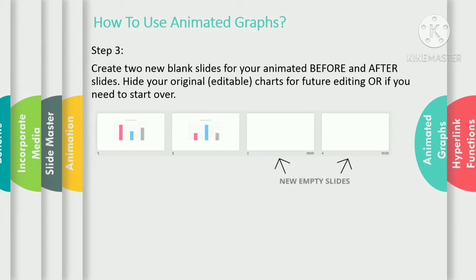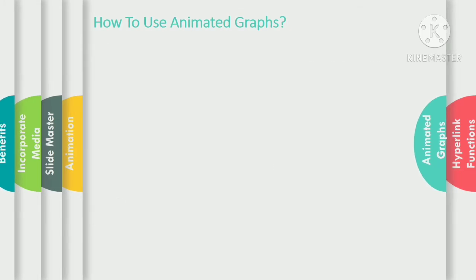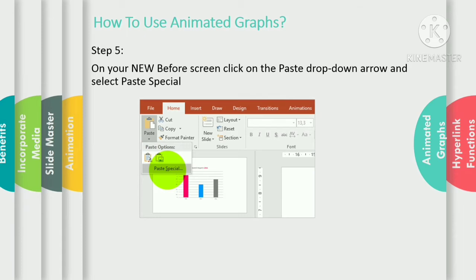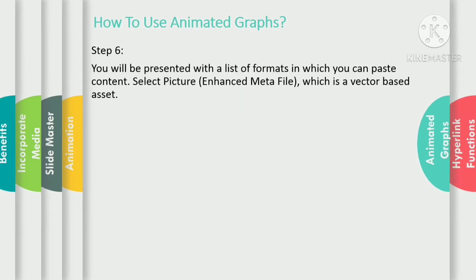See? 2 blank slides. Step 4. On your original before slide, copy your graph by using Ctrl C or selecting copy from the home button. Step 5. On your new before slide, click on the paste drop down arrow and select paste special. Step 6. You will be presented with a list of formats in which you can paste content. Select picture, which is a vector based asset.